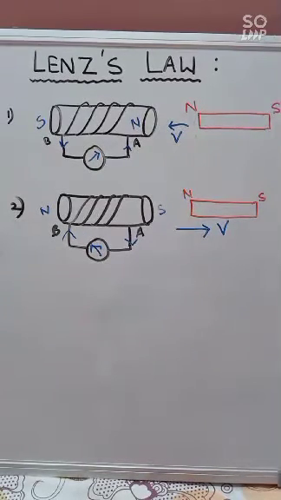Yes, so when the north pole of the magnet recedes from this end A of the solenoid, the direction of induced current in the solenoid is from B to A, that is clockwise, and it becomes the south pole so as to oppose the motion of the north pole of the magnet away from the solenoid, which is the cause of producing it. What was the cause producing? The magnetic field line changes, or I can say the magnetic flux, right?